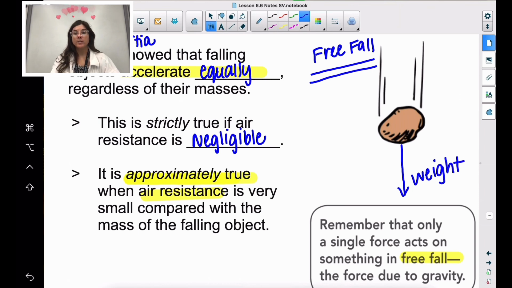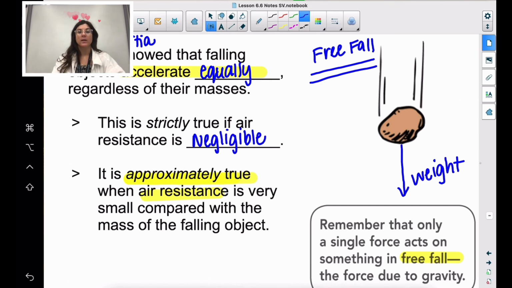If there was air resistance acting noticeably and pushing it upwards, we would no longer consider the pebble to be in free fall. So as long as there's only weight, that object is going to fall at the same rate as any other object in free fall. So let's talk about why a pebble might fall at the same rate as a bowling ball.